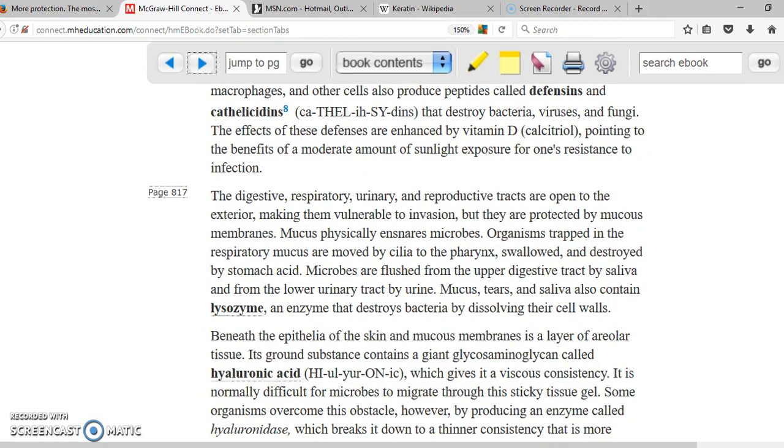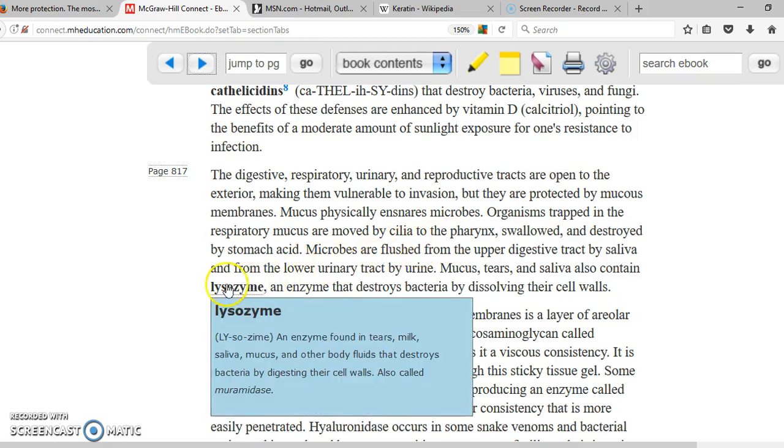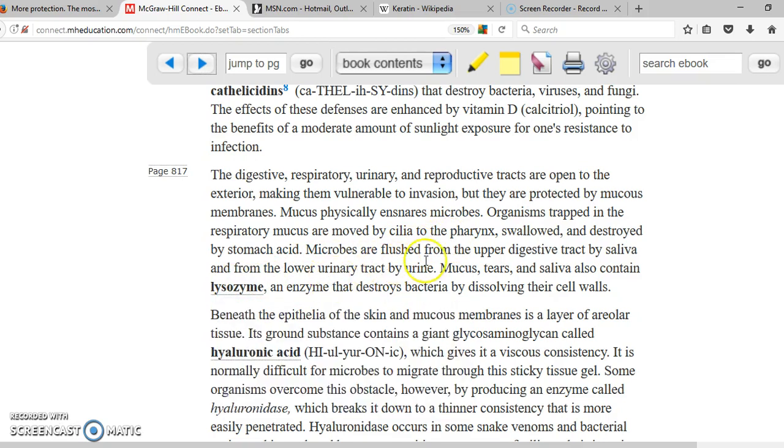Mucous membranes, obviously, are going to produce mucus, which is going to trap the microorganisms in there, not allowing them to cross and invade our body. As I mentioned before, we also have this enzyme called lysozyme, which is an enzyme that destroys microorganisms. You have it here, lysozyme, that is also present in tears and saliva, as I mentioned before.